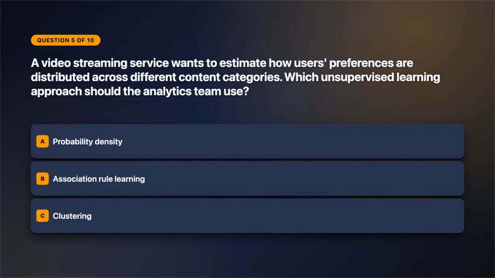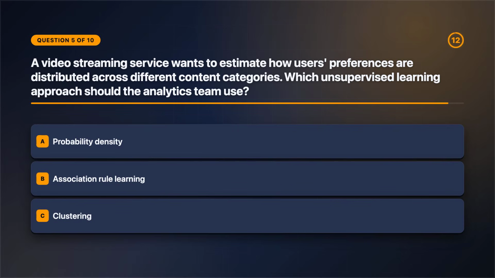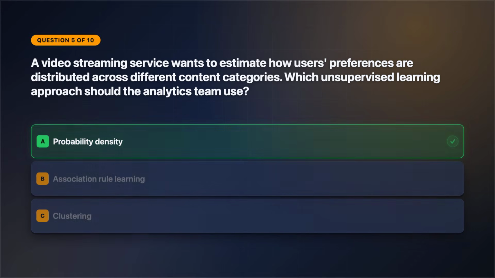Time for another one. Question 5. Use elimination aggressively. A video streaming service wants to estimate how users' preferences are distributed across different content categories. Which unsupervised learning approach should the analytics team use? Select one answer. Review the answer choices on screen. The correct answer is option A.